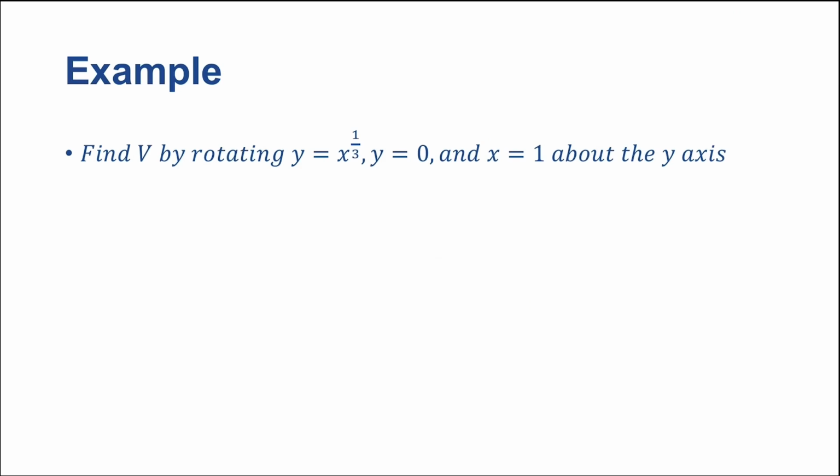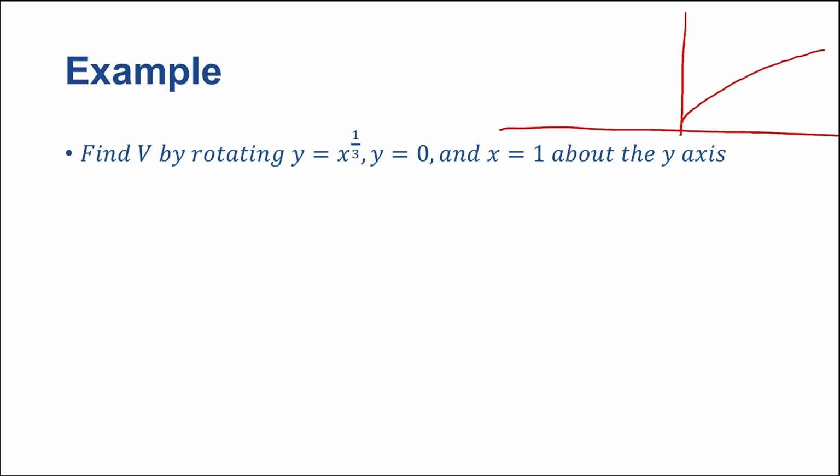So for this one, I would like to find the volume obtained by rotating y equals x to the 1/3 power, y equals 0, and x equals 1 about the y-axis. As always, what I'd like to do is draw this out. That can always help us determine what we need to do. So there are our axes. And if we remember what our function x to the 1/3 looks like, it looks a lot like our cube root or our cube function, but turned on its side. So we get something that looks something like this here. So we get something that looks like that a little bit.